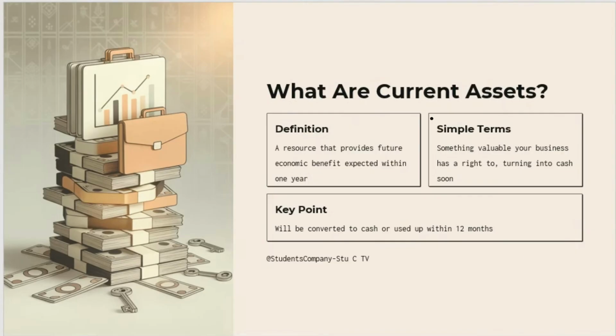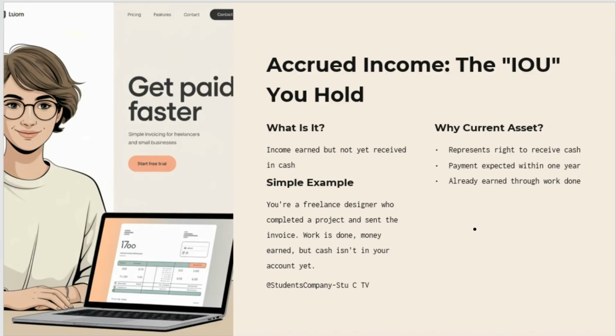So current assets, we already said it is a resource, future economic benefit within 1 year. So the business has a right to it. It can turn it into cash. So it will be converted to cash or used up within 12 months. So that is the basic definition. Now, accrued income. The first confusing item, accrued income. It is like an IOU. What is it? Income earned but not yet received in cash.